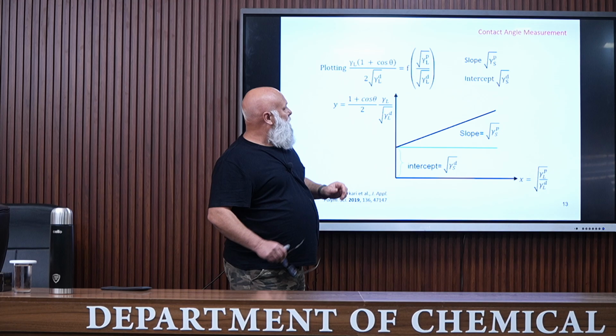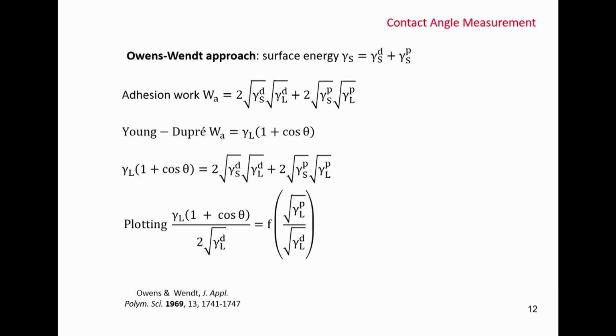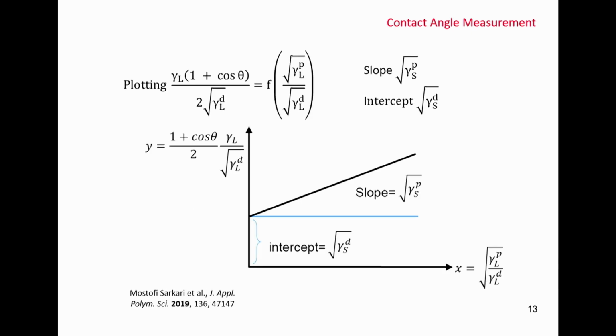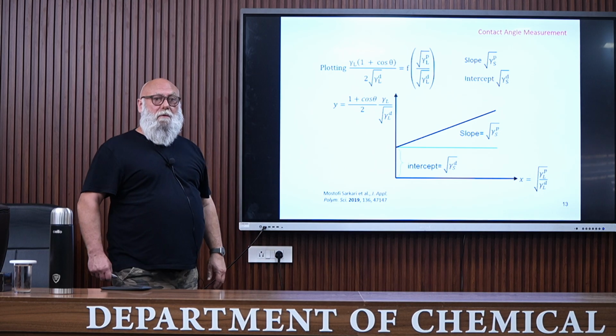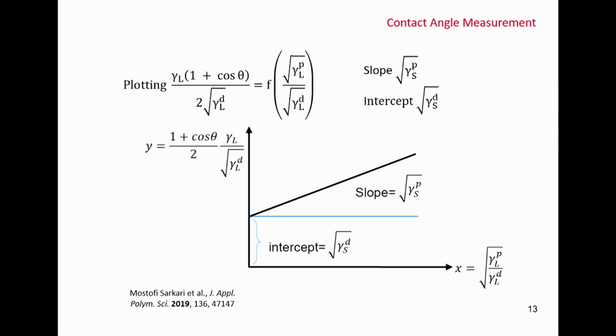We can see that in this case, or maybe it's on the previous slide. Ah, no, yes. Sorry, I didn't write it. But anyway, we can plot this curve, and we obtain a straight line. And for this straight line, the slope is related to the polar component of the surface tension of the solid, that can be determined, of course, and the intercept is the dispersive component of the surface tension of the solid, meaning that we can obtain both the dispersive and the polar component of the surface tension of the solid.